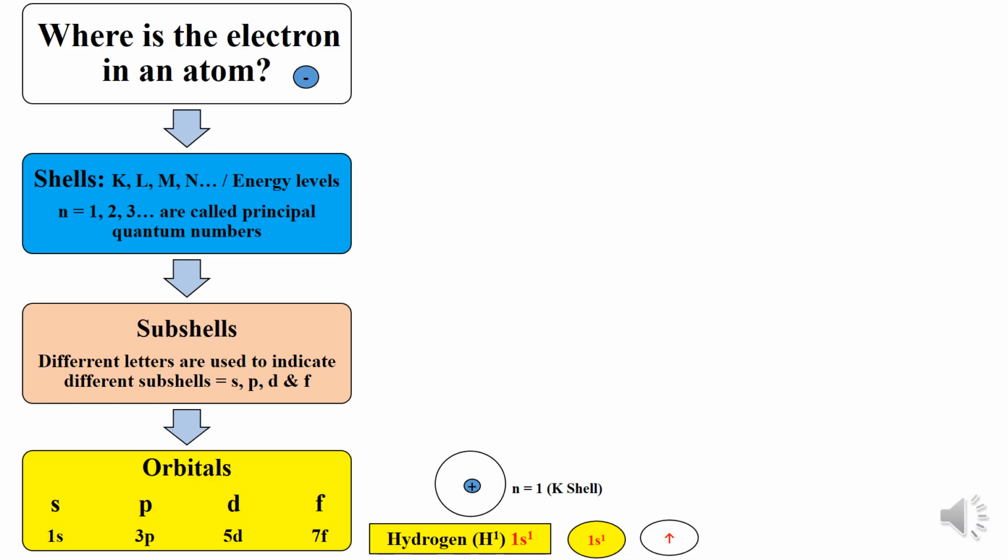So the electronic structure of the hydrogen atom: it has a nucleus with only one positively charged proton and a negatively charged electron orbiting around the nucleus in the 1s orbital.